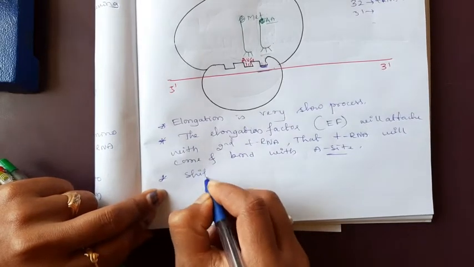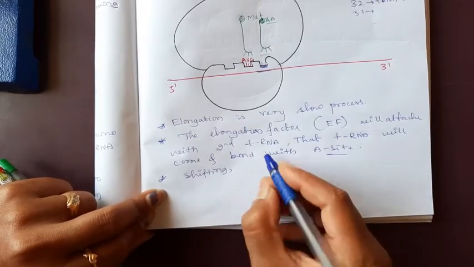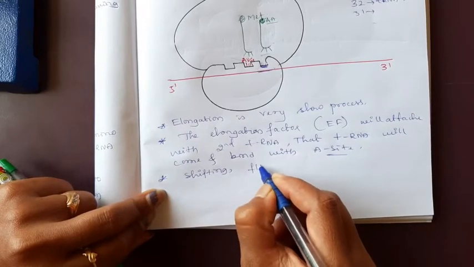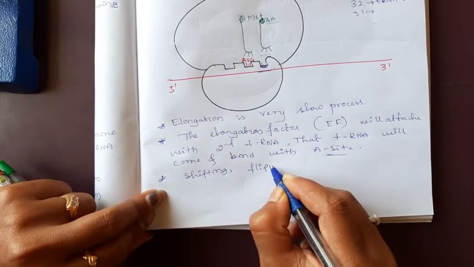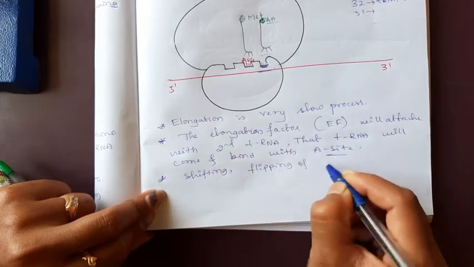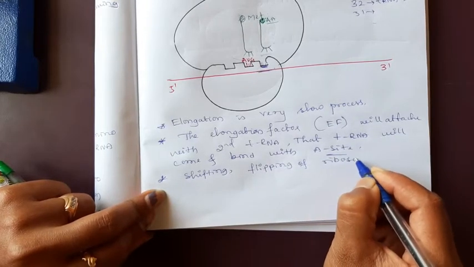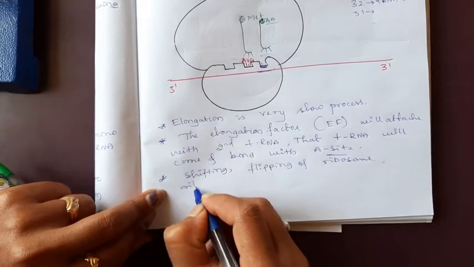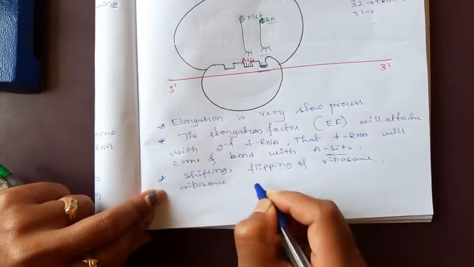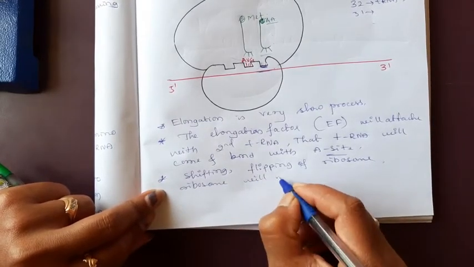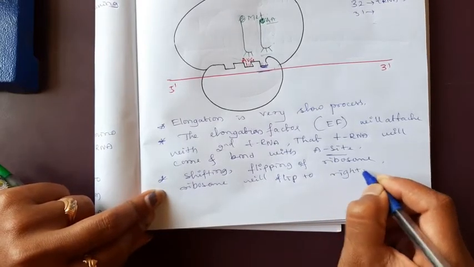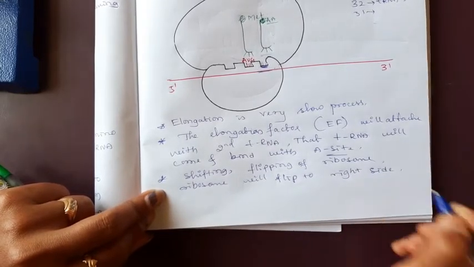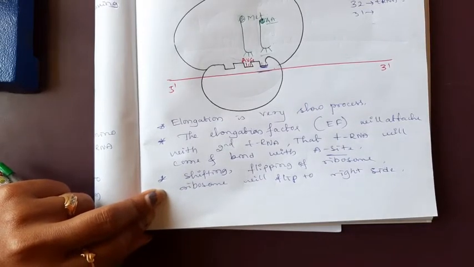Shifting or flipping of the ribosome. The ribosome will flip to the right side. It binds to the tRNA after binding to the A site.